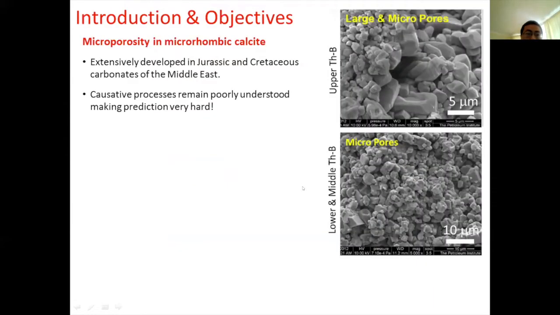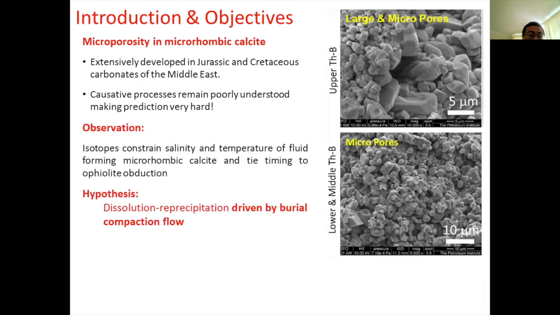In this presentation, we wanted to talk about microporosity and microrhombic calcite, which is extensively developed in Jurassic and Cretaceous carbonate over the Middle East. But the causative process remains poorly understood, making prediction very hard. The isotopes constrain the salinity and the temperature of the fluid that formed the microrhombic calcite at the time of development, related to ophiolite obduction.